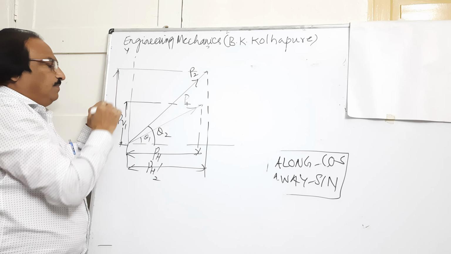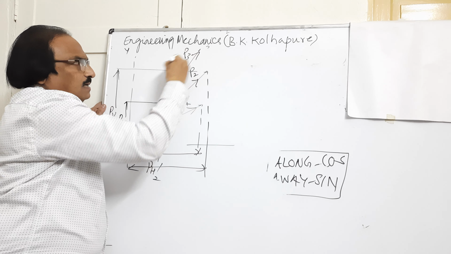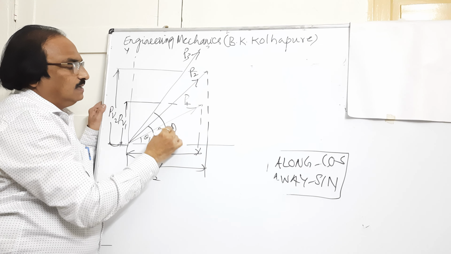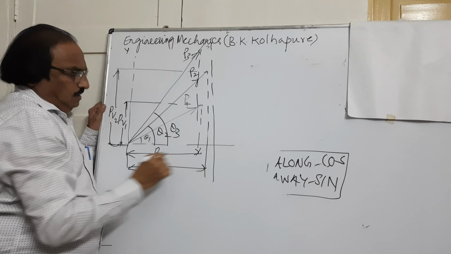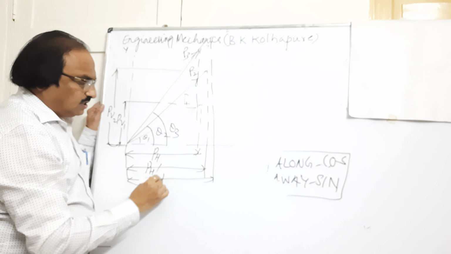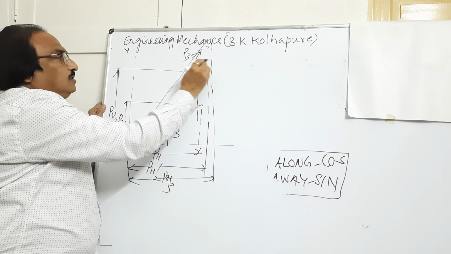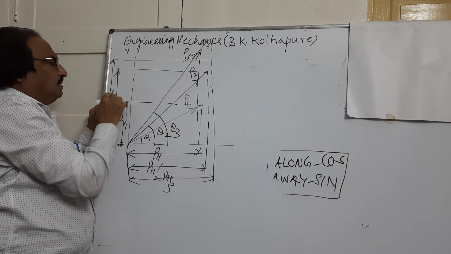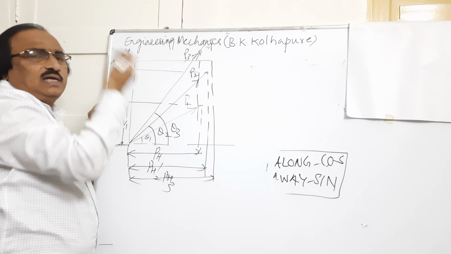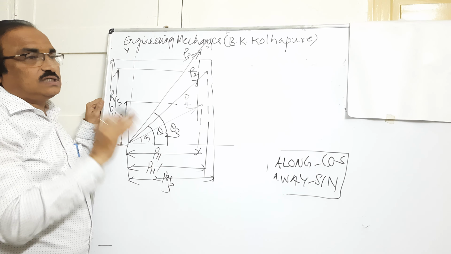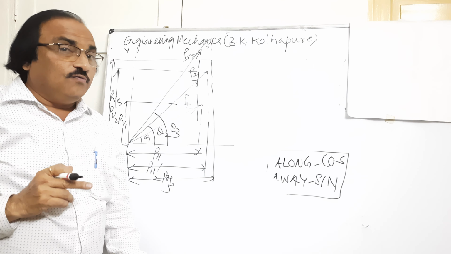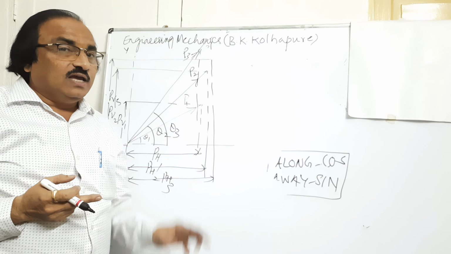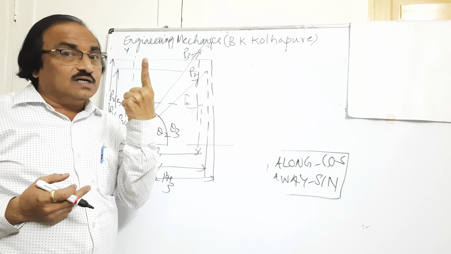If I take one more force, P3, making an angle of theta 3, I can resolve it horizontally as PH3 and I can resolve it vertically PV3. Like this I can go on taking any number of forces. Now how many forces are simultaneously acting at this point? P1, P2 and P3. And we know if a number of forces are acting, we can convert all the forces into a single force known as the resultant force.